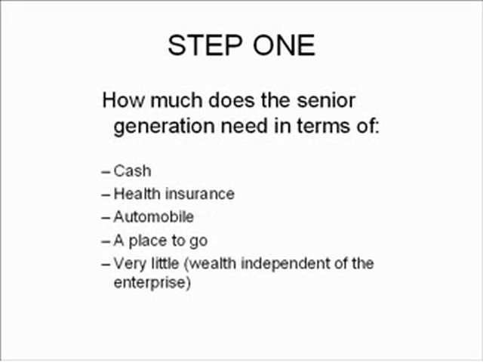How much cash does the senior generation require from the enterprise on a going forward basis? Do they need six figures plus? Do they need health insurance? Many of our clients are selling their businesses now in their 50s or early 60s, and unless some accommodation is made for health insurance, there's going to be a gap between the time they dispose of their business and the time they go on Medicare. Depending on how their health insurance policies are written, they may need to continue to be some kind of common law employee or have some contractual arrangement with the entity to assure themselves that they're going to have health insurance. Most of them have their automobile run through their company.